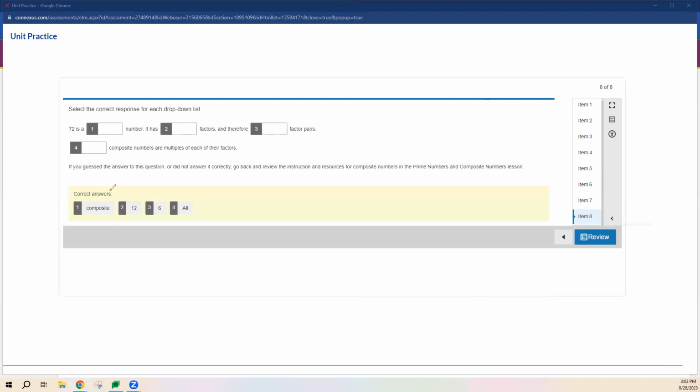72 is even, which makes 72 composite. It has blank factors and therefore blank factor pairs. Okay, I have to figure out my factor pairs for 72. And remember when we were doing this earlier, we found out there were a lot, right?